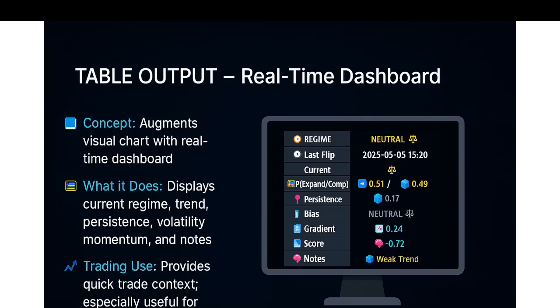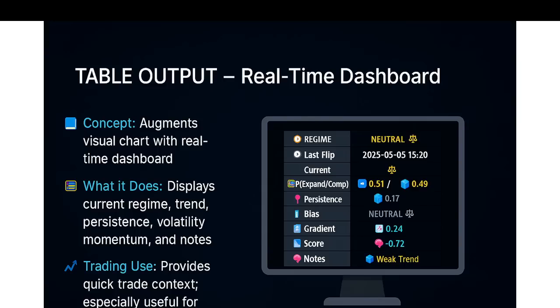Lastly, everything which you see, the points which you have studied till now, comes together in a real-time dashboard. It shows you the regime, trend, persistence, notes. It's kind of like having a quant assistant on your screen. Use this to stay structured, especially when emotions run high. So now you see on the right hand side, the regime is showing as neutral.